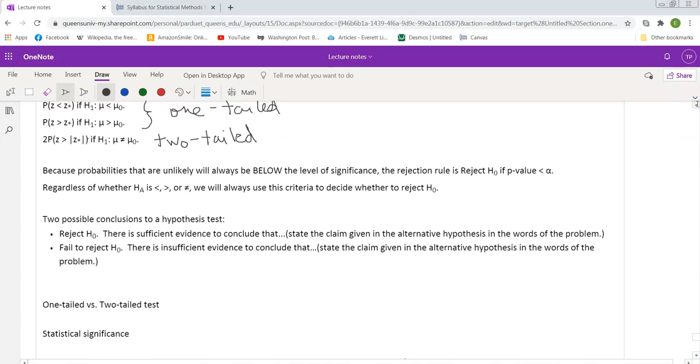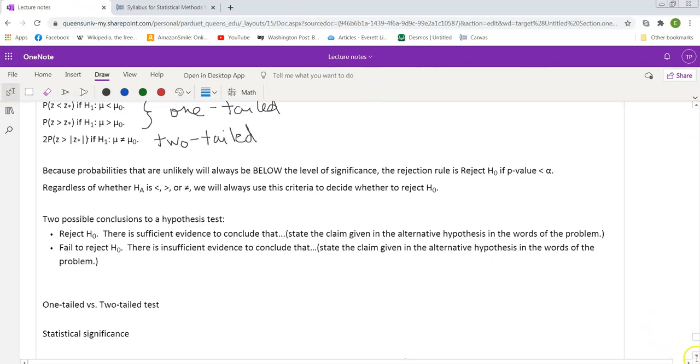And then one other thing, statistical significance. I mentioned earlier that the term statistically significant is the same thing as rejecting H0. So if you reject H0, you say that the test is statistically significant, or that this mean is significantly higher than whatever your hypothesized value is.